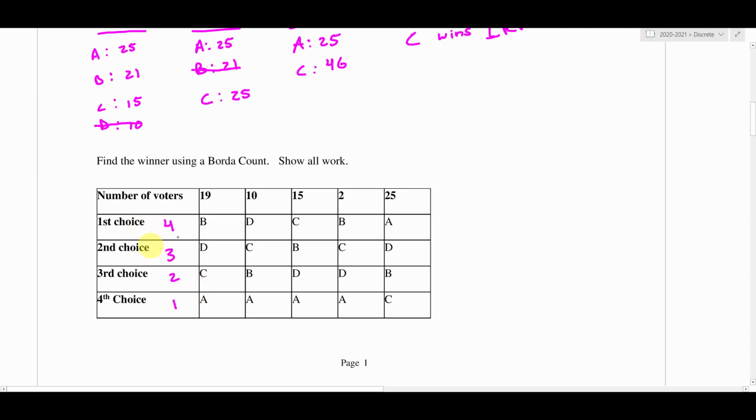The way that I taught you to do this was to use a little bit of lattice multiplication to quickly calculate the points that each candidate would get for their position on the preference schedule. So for instance here, to calculate the number of points B would get for being here on the preference schedule, that represents 19 first place votes, so you would do 19 times 4, and B would receive 76 points for that position. And then we would just work our way across doing that for each one.